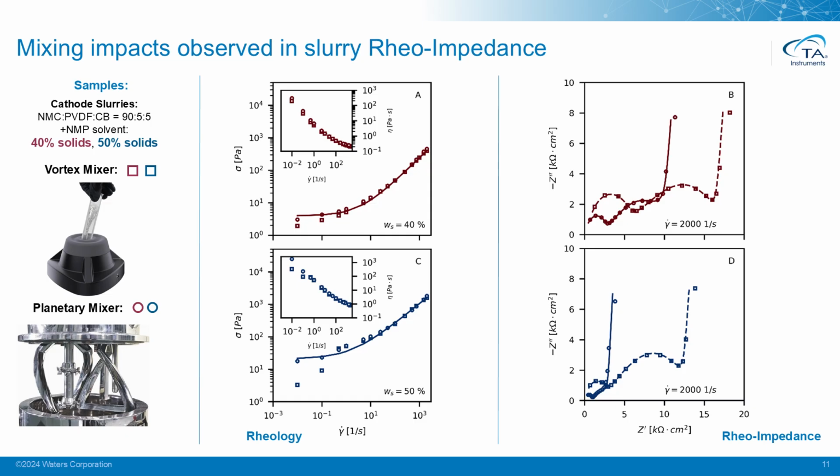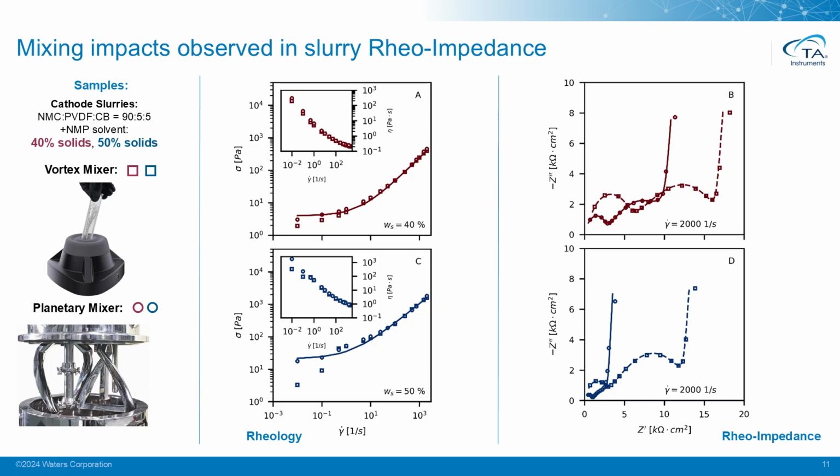Another example is here just the mixing process itself. So in this case, for these cathode slurries, we didn't vary the CNT content, but the solvent content. So we have 40% solid content and 50% solid content, and both mixtures were mixed with two different mixers. So one's a very mild vortex mixer and one a very rough planetary mixer.